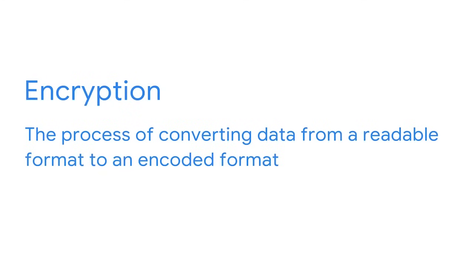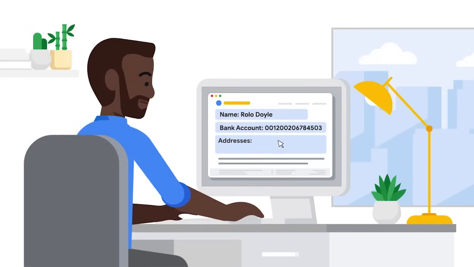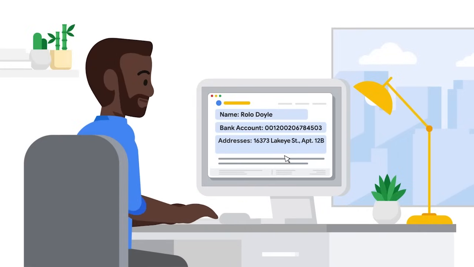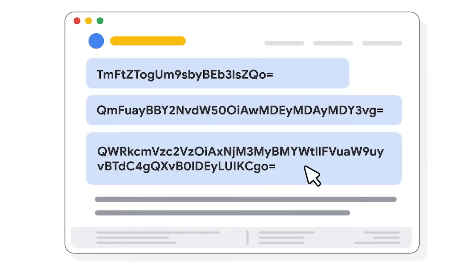Encryption is the process of converting data from a readable format to an encoded format. Typically, encryption involves converting data from plain text to ciphertext. Ciphertext is the raw, encoded message that's unreadable to humans and computers. Ciphertext data cannot be read until it's been decrypted into its original plain text form. Encryption is used to ensure confidentiality of sensitive data, such as customers' account information or social security numbers.